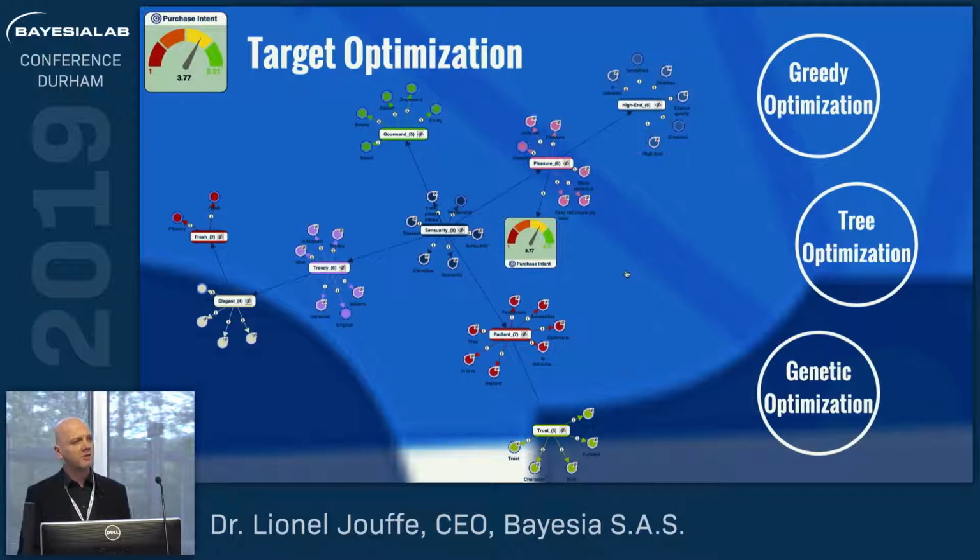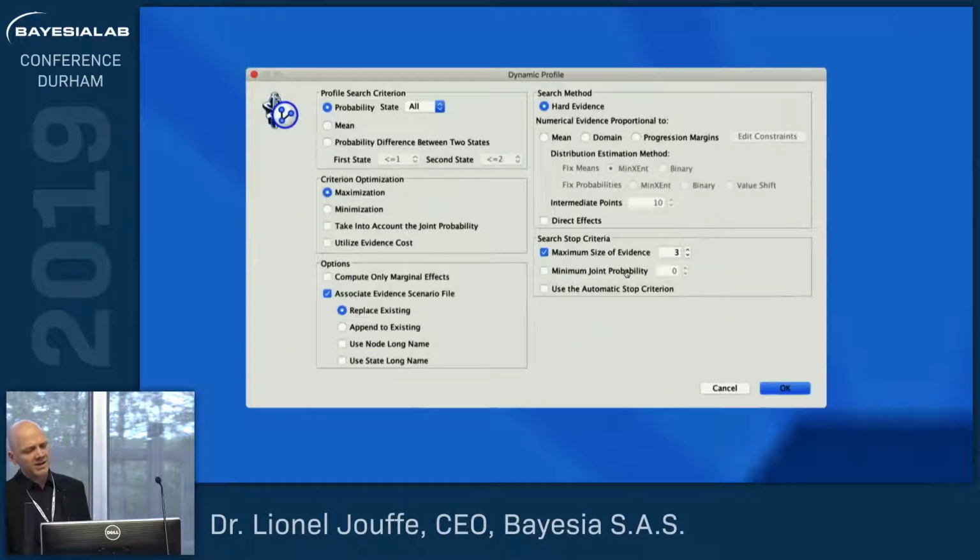The first one is a greedy search, greedy optimization. Then we have also a tree that allows us to explore more decisions. And the last one is a genetic optimization. For the greedy one, here I'm just displaying, it's quite old, this one. This is what we called before the target dynamic profile. I think we had this feature in 2008 or so. But it's still evolving. Every day we are adding features in BayesiaLab, so this one is also evolving.